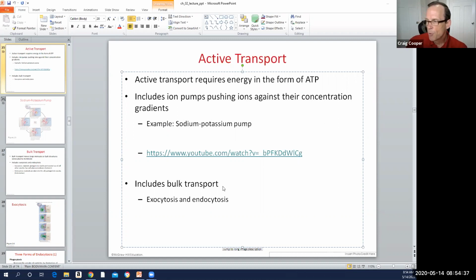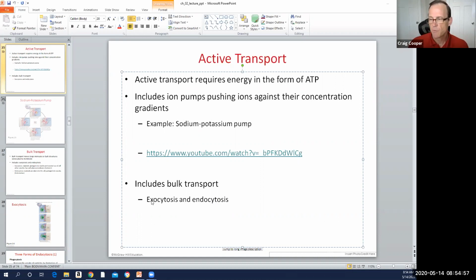All right, then we've got bulk transport. Bulk transport refers to a couple of different mechanisms, exocytosis and endocytosis, that are going to move large things. Exocytosis moves them out of the cell, so it's going to exit the cell, and endocytosis is the way that we get big stuff into the cell.